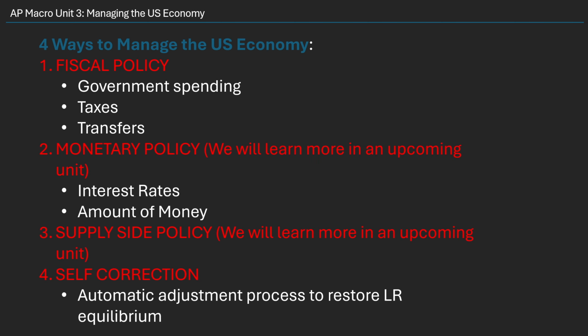There are 4 ways that the US manages its economy. Through fiscal policy, which is government spending, taxes, and transfers. Monetary policy, which has to do with interest rates and the amount of money, but we'll learn more about that in an upcoming unit. Supply side policy, which we'll learn more about in an upcoming unit. And self-correction, which is just an automatic adjustment that the economy makes to itself to restore it to long-run equilibrium.